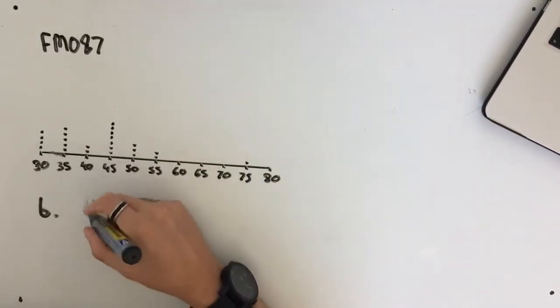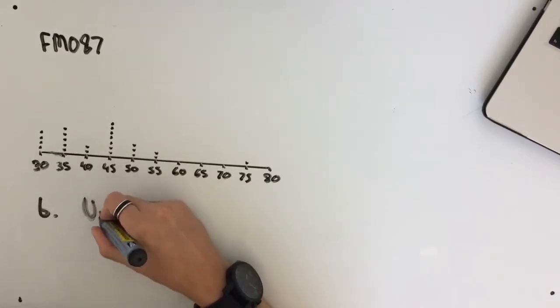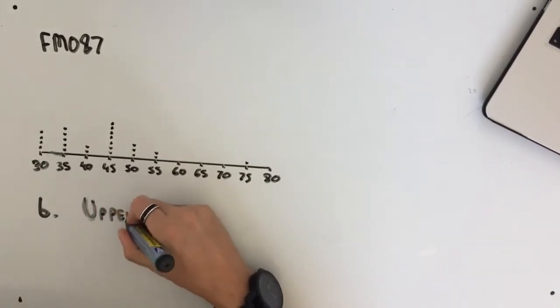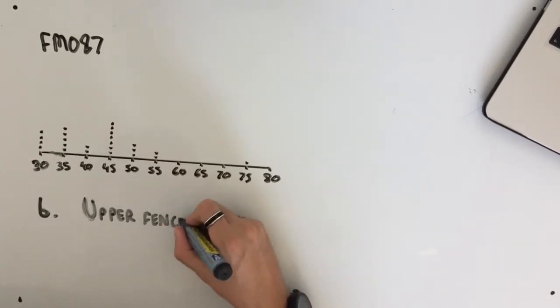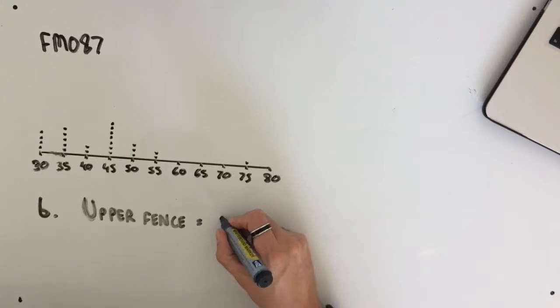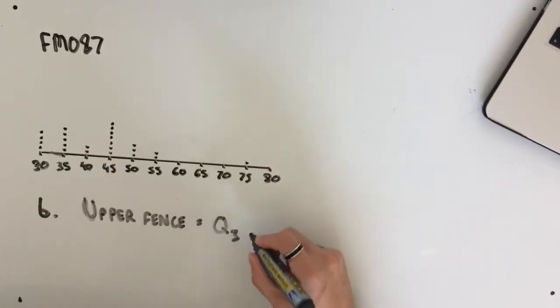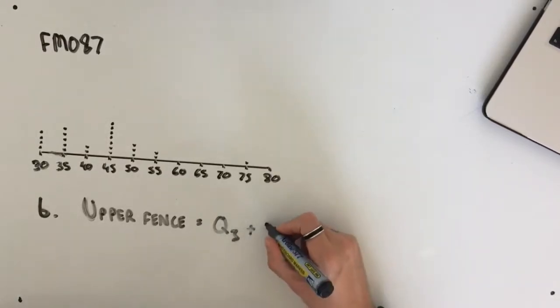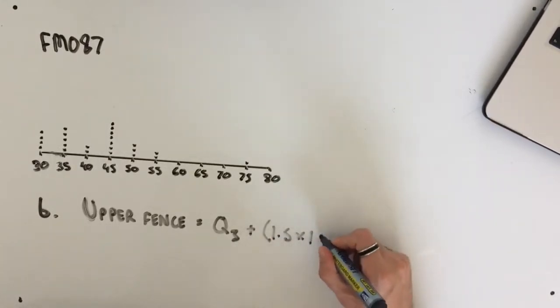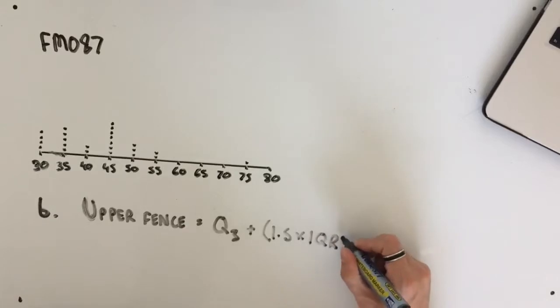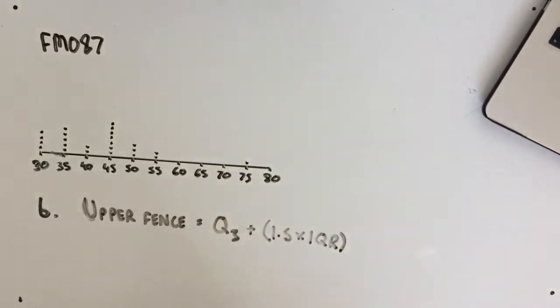Upper fence is equal to Q3 plus 1.5 times IQR. So we need to find a couple of things here. We need to find out what Q3 is and what our interquartile range is.